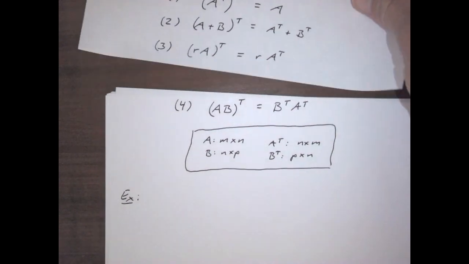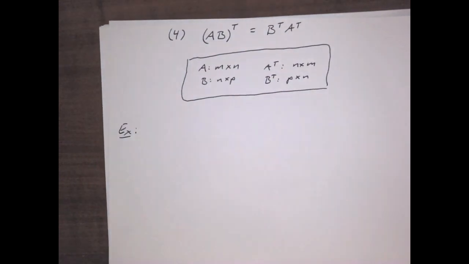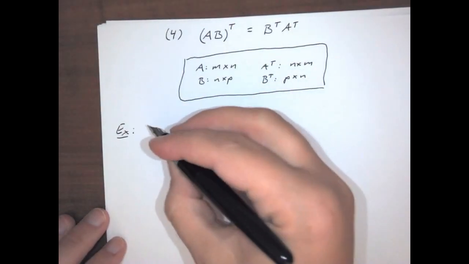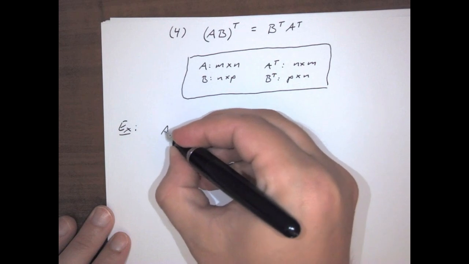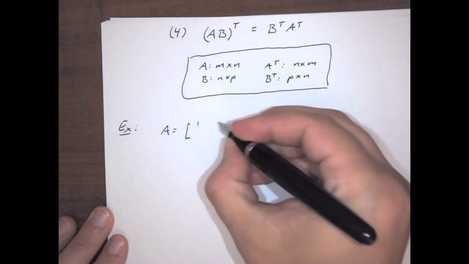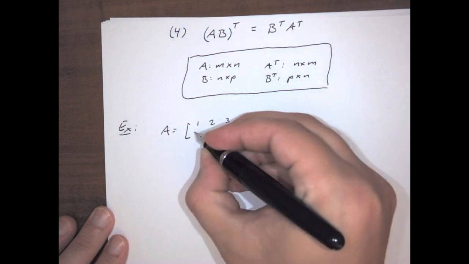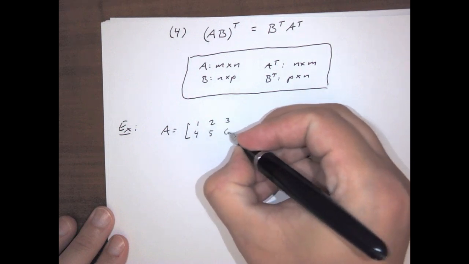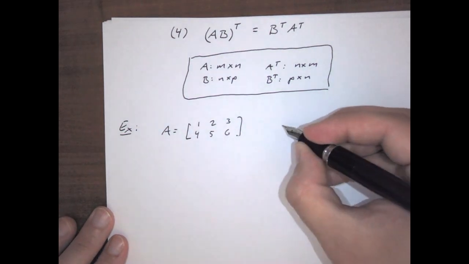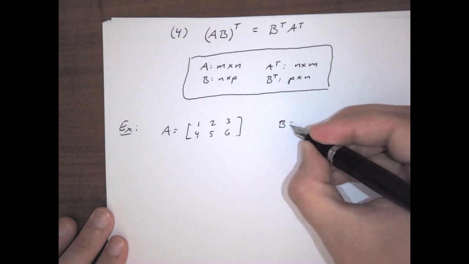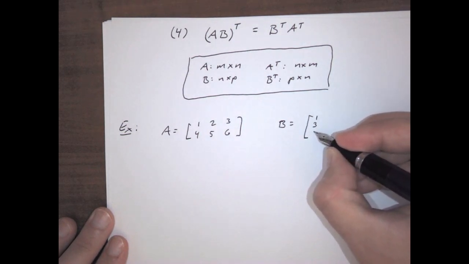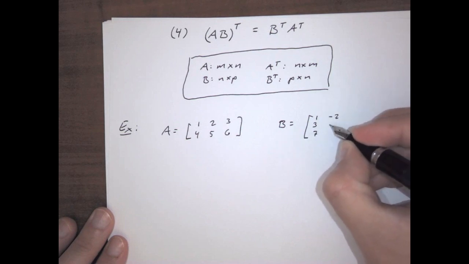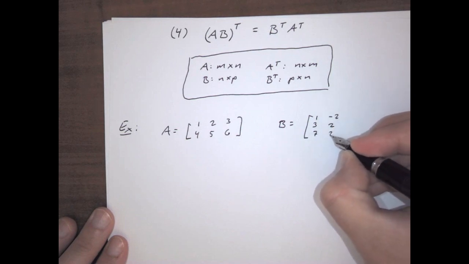And in the example, we can watch the numbers do what they're supposed to do, and watch it all work out. So let's take A to be, our old friend, 1, 2, 3, 4, 5, 6, and we'll take B to be 1, 3, 7, negative 2, 2, 2.